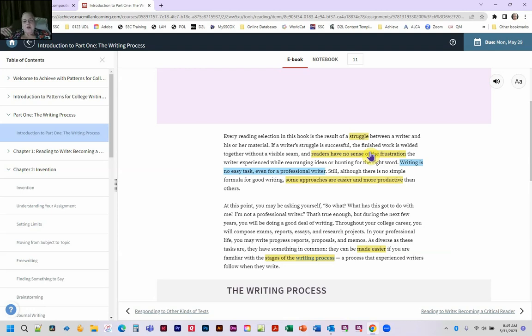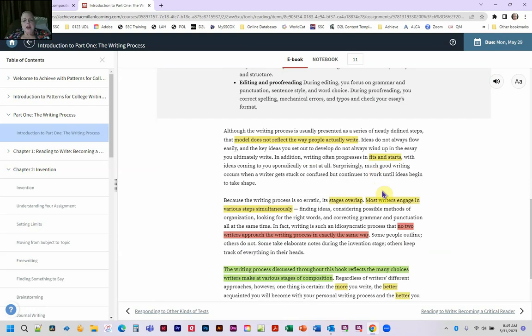And not every person is going to do it in exactly the same way, and your book tells you that, right? It doesn't really reflect the way people write. We write in fits and starts. The stages overlap, and sometimes we're doing these things simultaneously, especially at the beginning when we're developing ideas and getting started. Sometimes I'm doing several of those things at once. That's just the way our brains work.